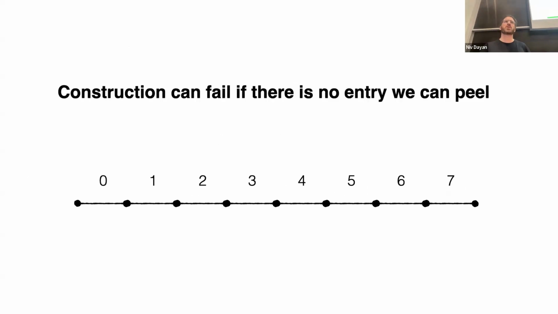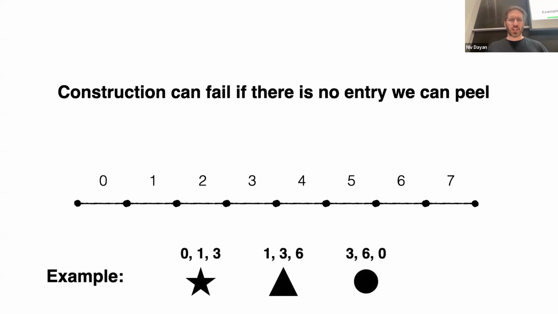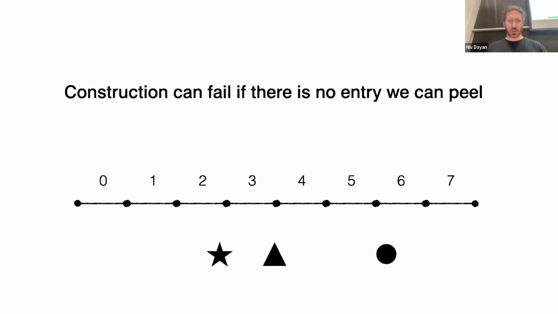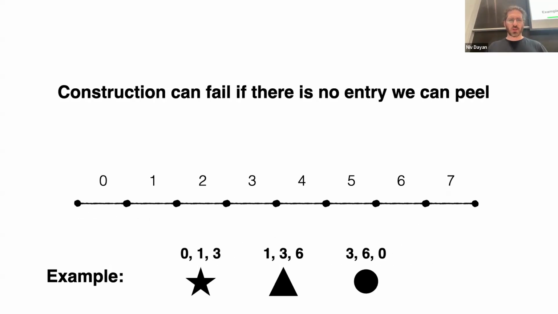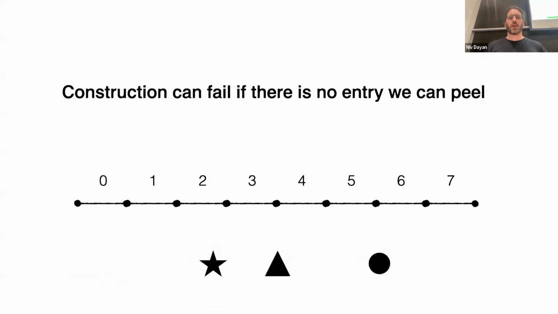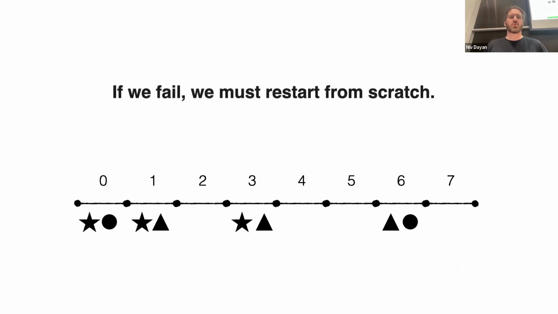Okay, so now let's get to the issue that construction can fail if there's no available entry that we can peel. So here is actually an example of this. I think this is an example where you have a circular dependency, where you cannot actually assign any entry uniquely to one slot. So this is really the issue. And as we said, if we fail, we must restart this algorithm from scratch.